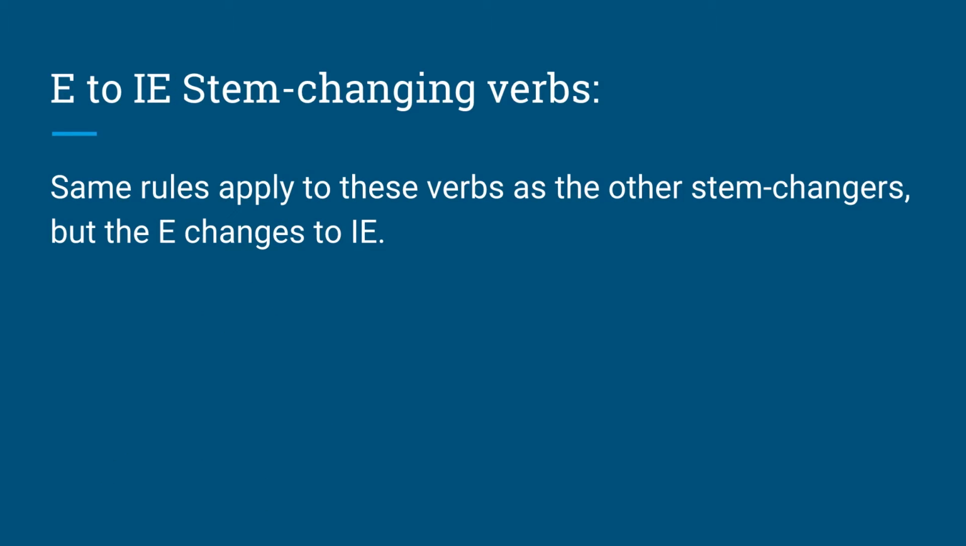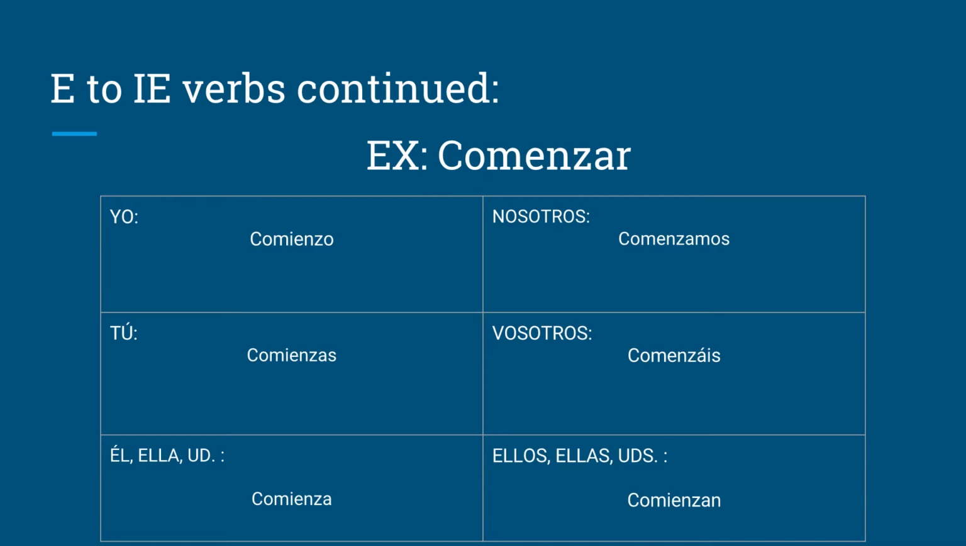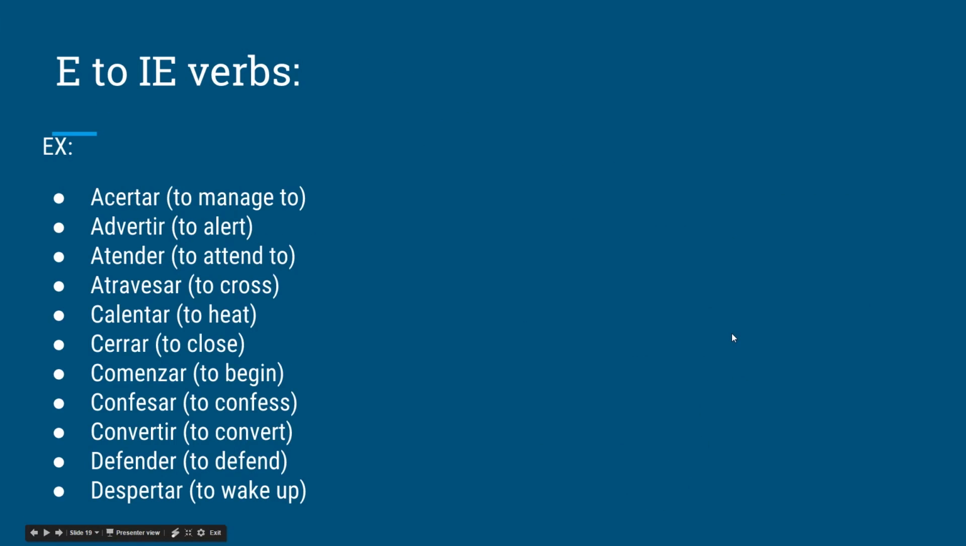And then here are E to IE stem-changing verbs. The same rules apply as with the other stem changers, but the E changes to IE. Here's an example with the verb comenzar. This E right here you would change to IE. So these words become comienzo, comienzas, comienza. But nosotros and vosotros stay the same with the E. So it'd be comenzamos and comenzáis. And here are some more examples of verbs that follow this rule.